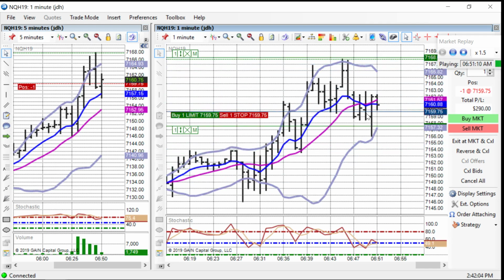See how it came down? That's the number 2, number 3. Sometimes you'll get the 1, 2, 3 before the crossover. Sometimes you get it during the crossover, and sometimes way down after the crossover, well into the trend.